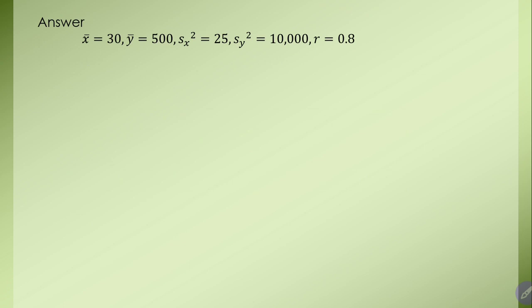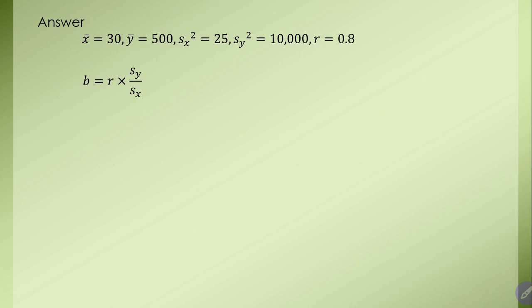So x bar is 30, y bar is 500, sx square is 25, sy square is 10,000, and now we'll find step 1. What is step 1? Step 1 is to find b. So what is b? b is r into sy upon sx.